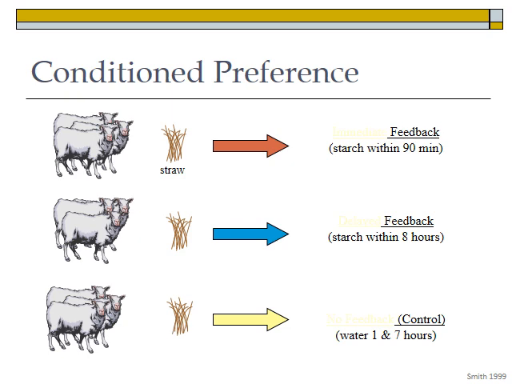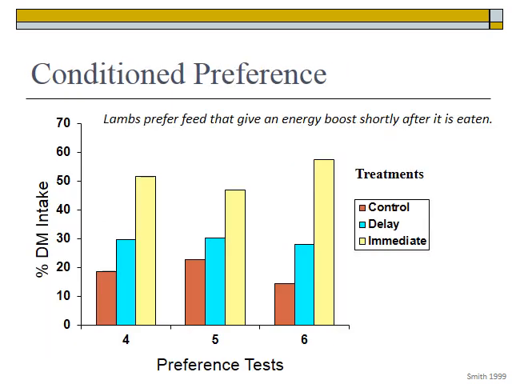It's pretty remarkable. The results show that animals relatively quickly learned to prefer the food that gave them immediate feedback. Second, they preferred the one that gave them delayed, or 8 hours later, feedback, and then their lowest preference was for the flavor of straw that was paired with water only.